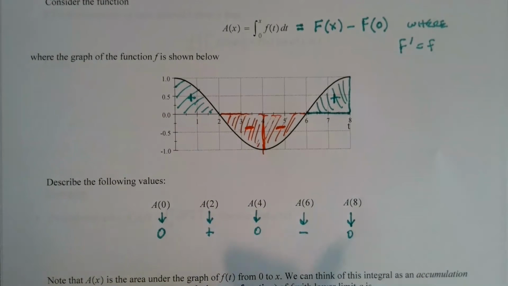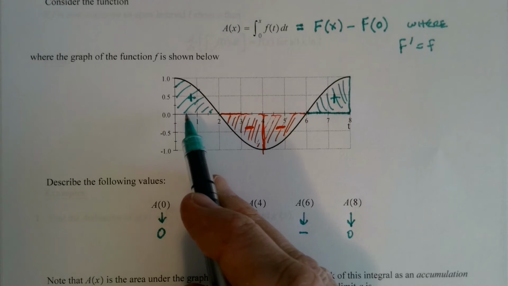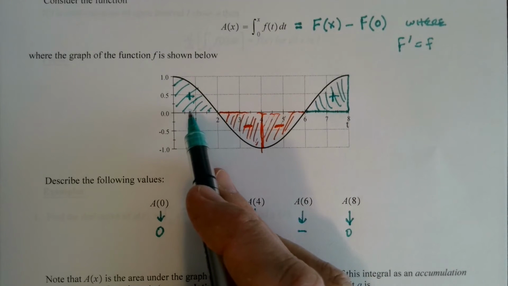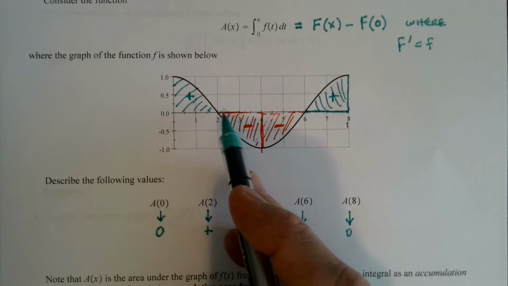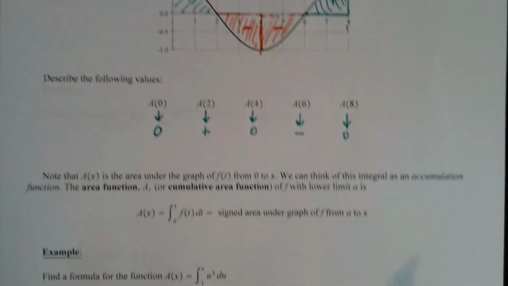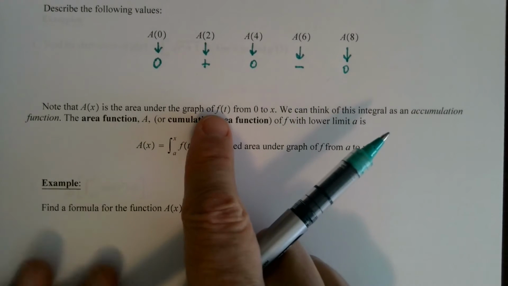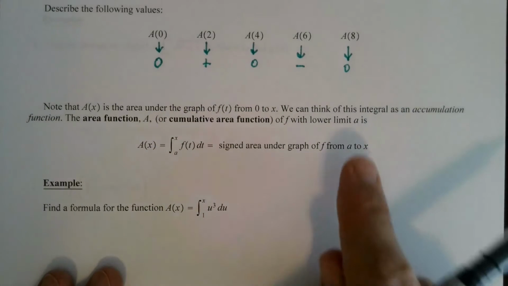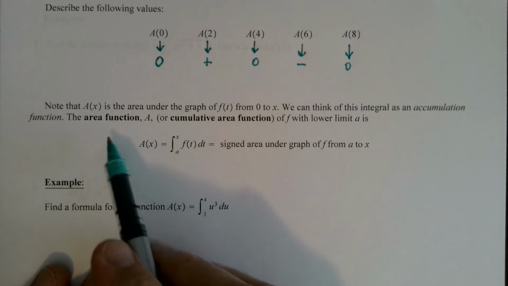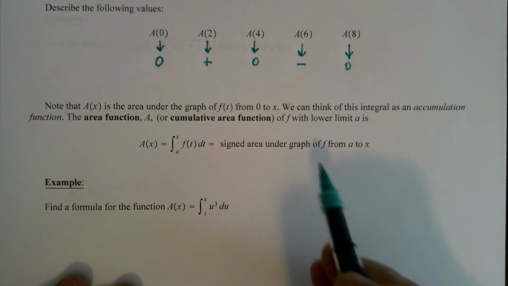So you kind of see what's happening. We're accumulating area, and I say accumulating signed area, right? So the function little f that we're integrating is above the x-axis, we're accumulating positive area, and then if we go below the x-axis, we're accumulating quote-unquote negative area. So that's exactly what I want you to observe, that a of x that we've defined is the area under the graph of the function f of t from 0 to x. So we can think of this integral as an accumulation function. So we call this the area function or accumulation area function of the function f.